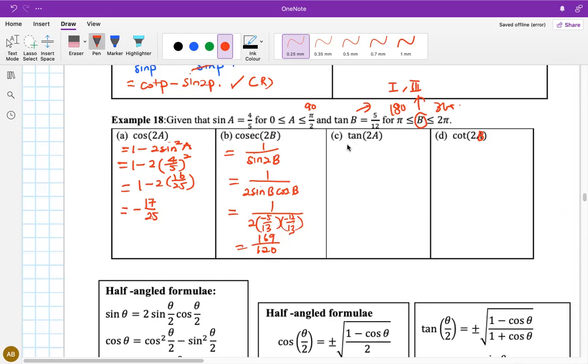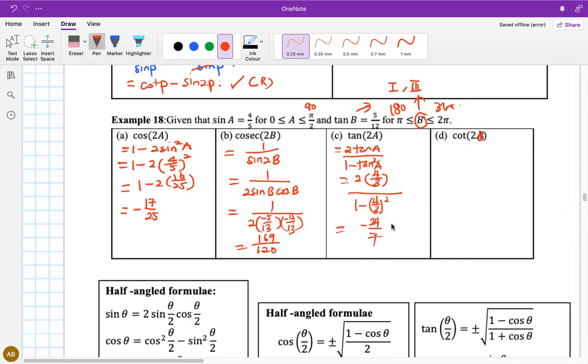Tangent 2A will be 2 tangent A over 1 minus tangent square A. So what is tangent A? Tangent A is 4 over 3, right? And then 1 minus 4 over 3 squared. So you use your calculator again, and you should be able to get the answer negative 24 over 7.